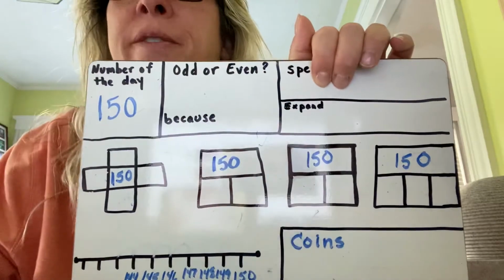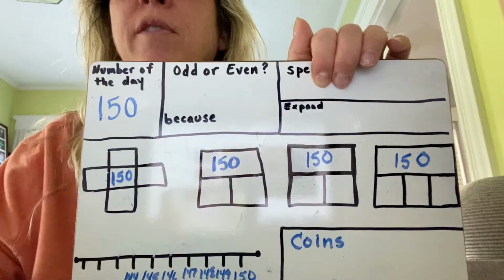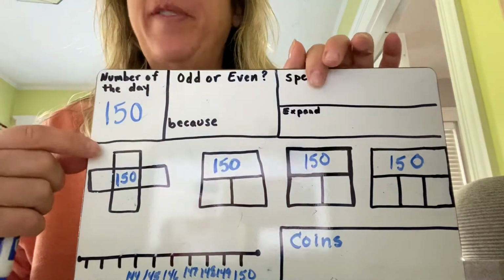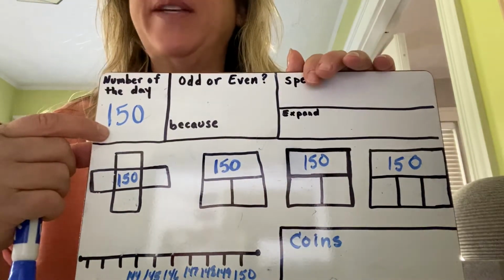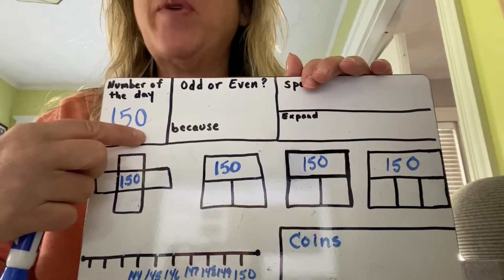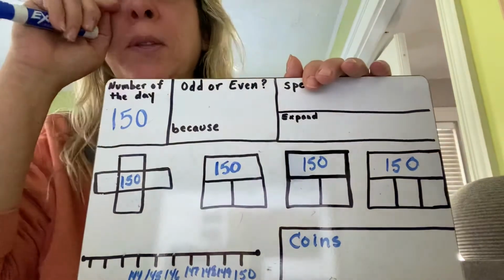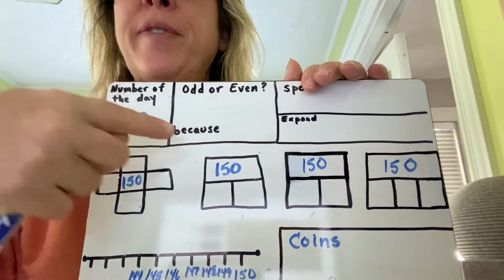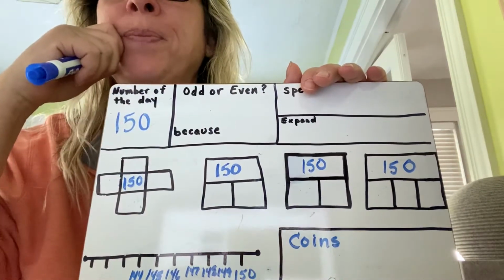Let's make 150 together. You ready? 150 has a 1 in the hundreds place, a 5 in the tens place, and a 0 in the ones place. So let's think. Is 150 odd or even?